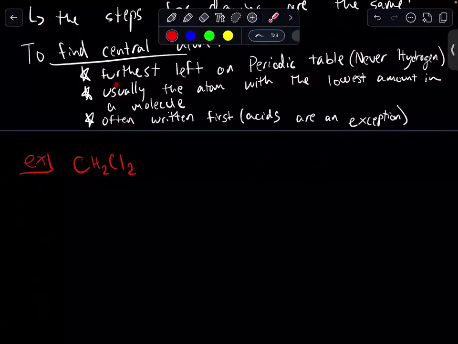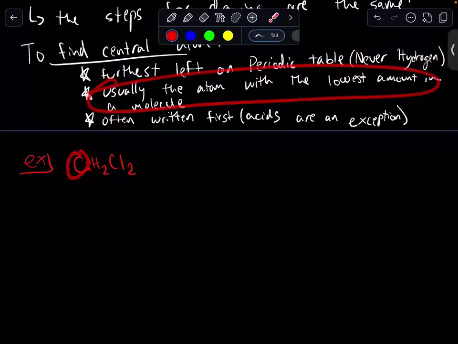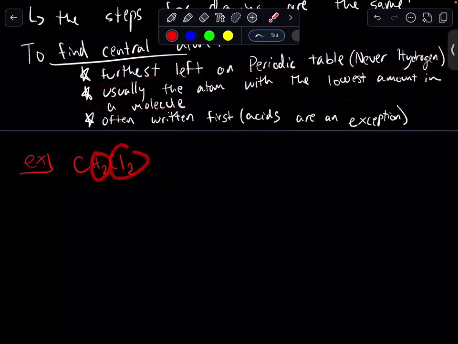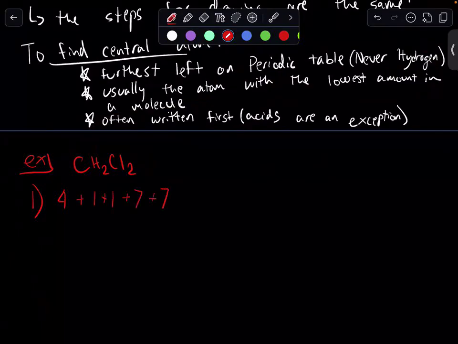But let's check our other guidelines. Usually the atom with the lowest amount. There is one carbon, two hydrogen, two chlorine. So it's still definitely carbon. Often written first. Carbon's written first. And there are rules for what you write first, but we'll go over that in a later section as well. So carbon is our central atom. So step one, count the valence electrons. Carbon is 4, hydrogen is 1, hydrogen is 1, chlorine is 7, chlorine is 7. So that is a total of, some quick math, 14, 15, 16, 20 valence electrons.